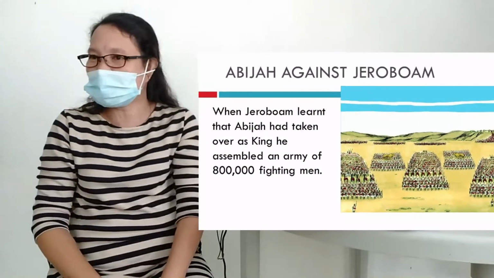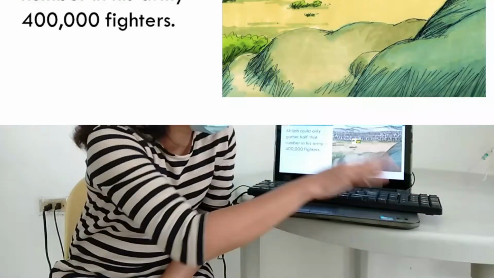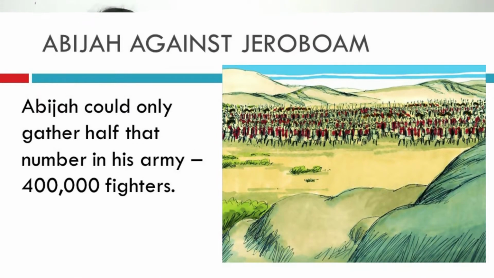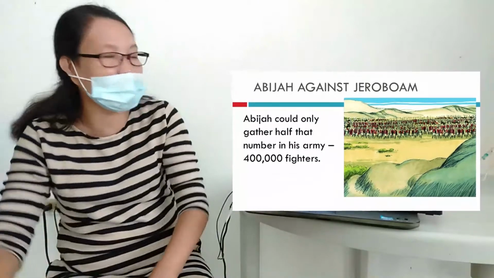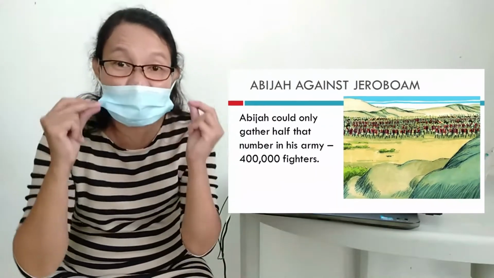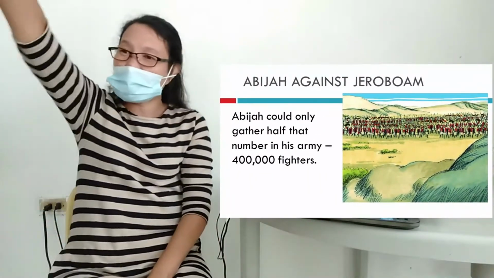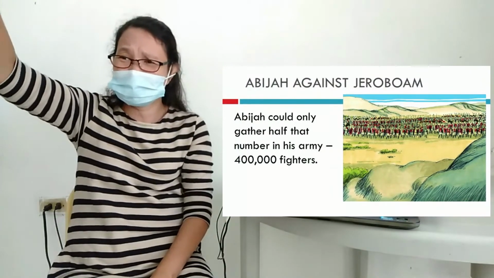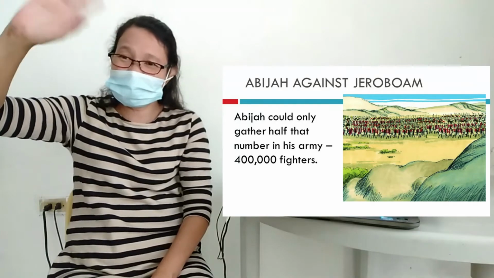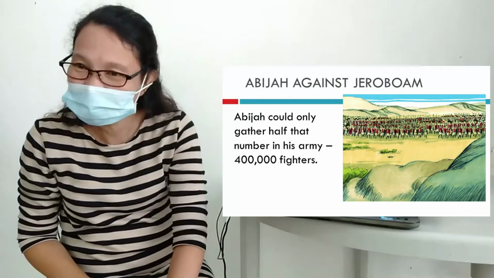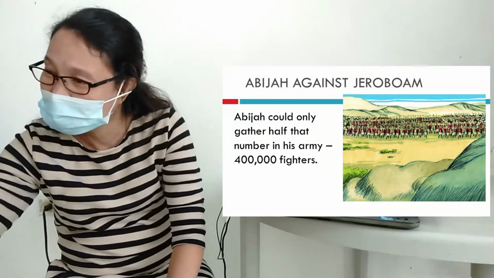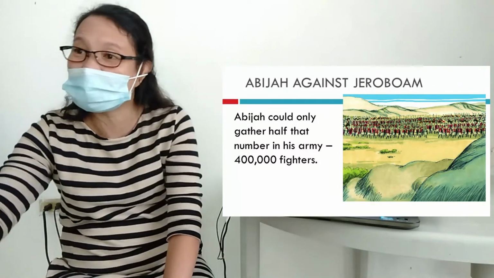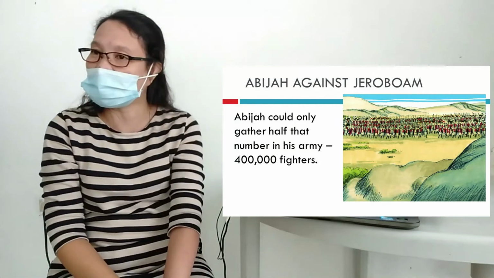Daghana good. Look. Oh, and Abijah also prepared 400,000 fighters. Pila gi prepare ni Jeroboam, Samuel? Pila? Pila na gani ito, Lori? 800,000. Pero pila gi prepare ni Abijah lang?